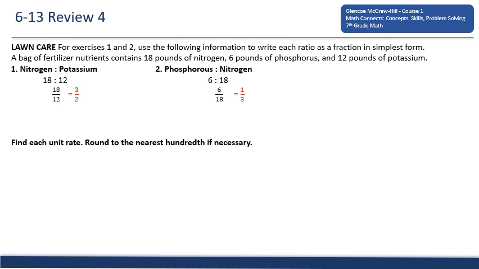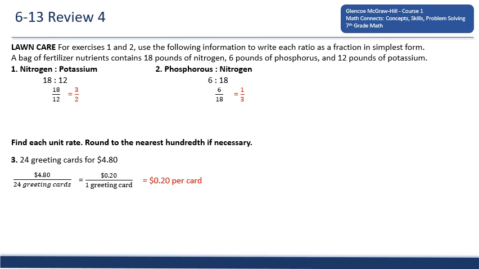Find each unit rate, rounding to the nearest hundredths if necessary. 24 greeting cards for $4.80. So we're trying to find out how much each greeting card costs. So that needs to be in the denominator, because for unit rate, we need the denominator to be 1. So we have $4.80 over 24 greeting cards, and we're going to find out what 1 greeting card costs by dividing $4.80 by 24, and you can use a calculator to do that. So you end up with 20 cents over 1 greeting card, which is 20 cents per card.